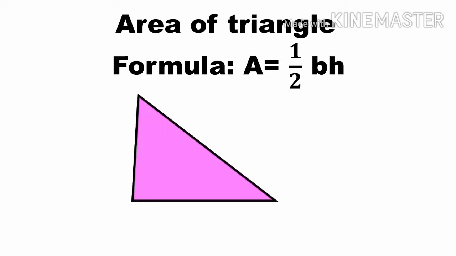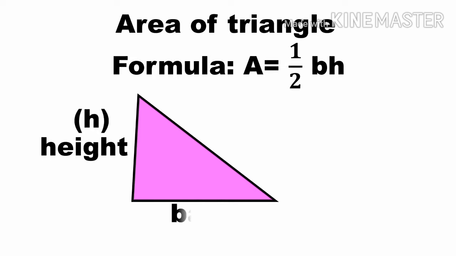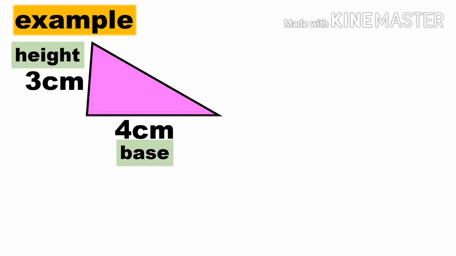Now let's have this triangle. This side is height or H, and this side is base or B. Now we are going to apply this formula in our example. And now this is our example. In our triangle, height is 3 cm and base is 4 cm.